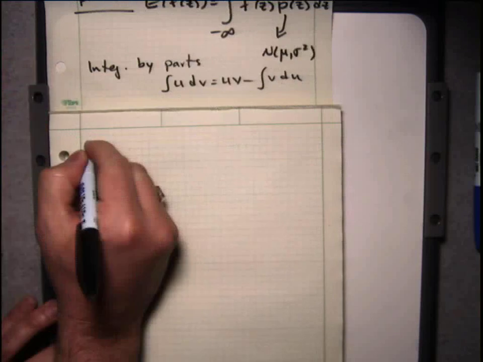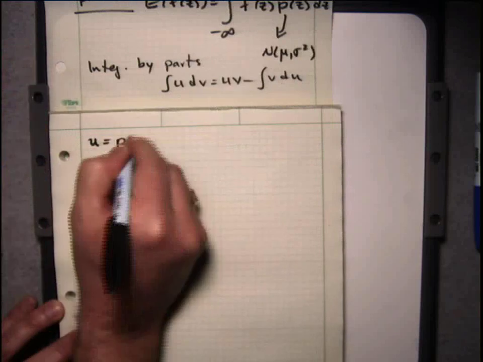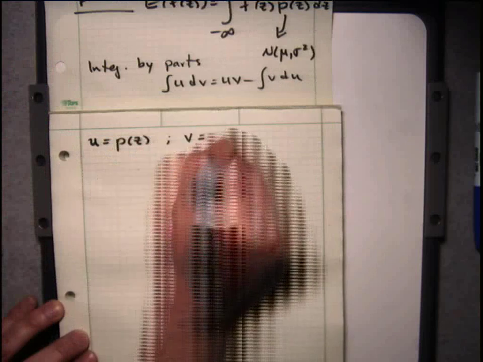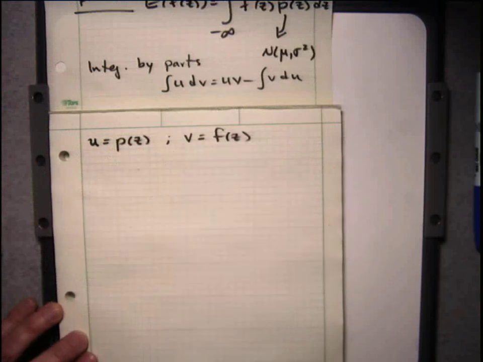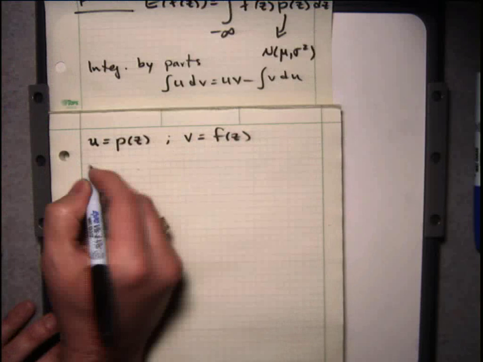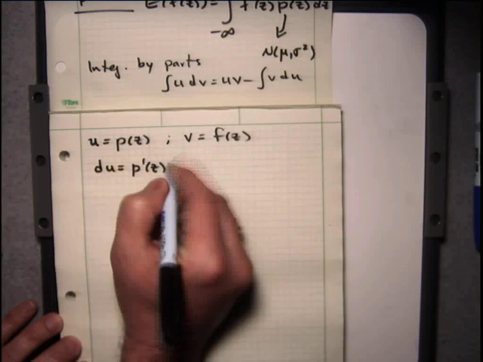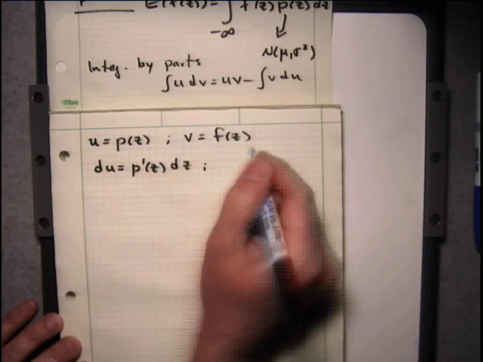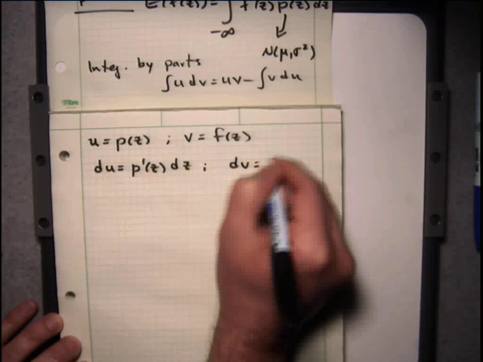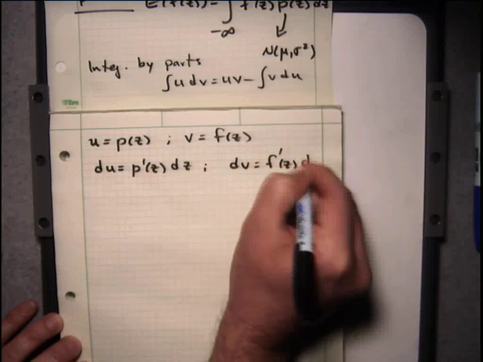Now we're going to define u to be p of z, and we're going to define v to be f of z. So du is p prime of z dz, and dv is f prime of z dz.